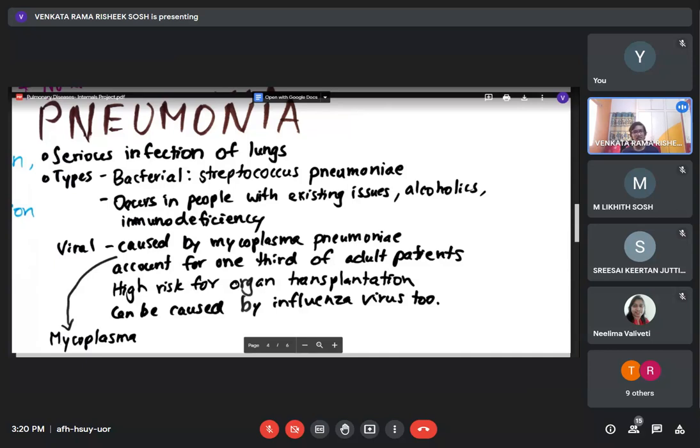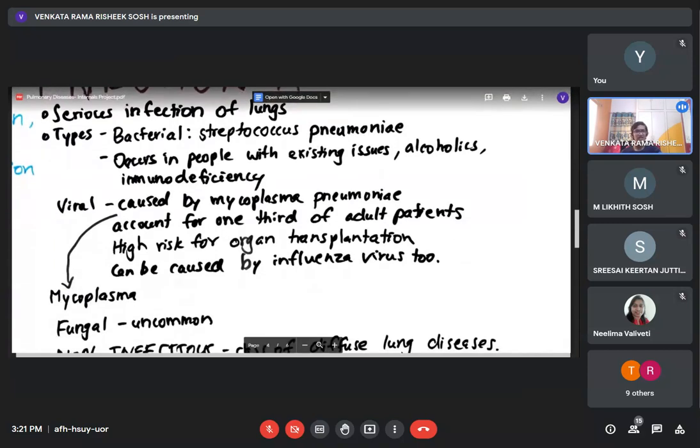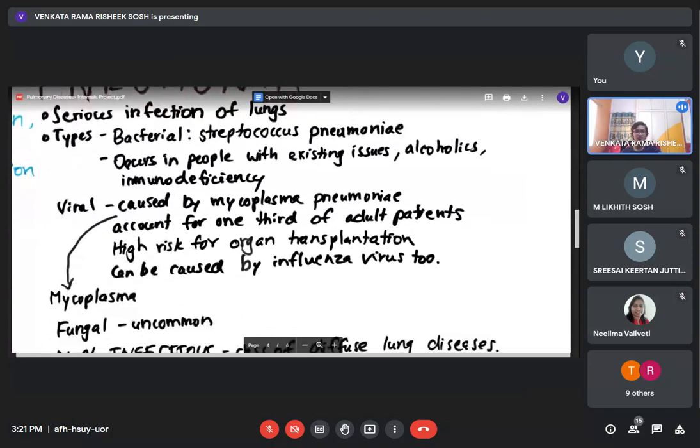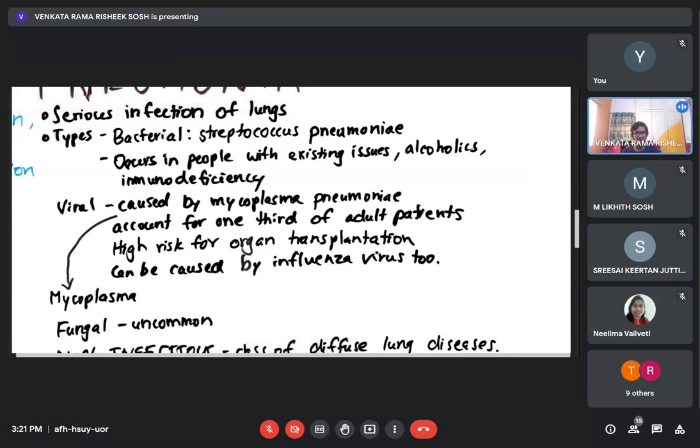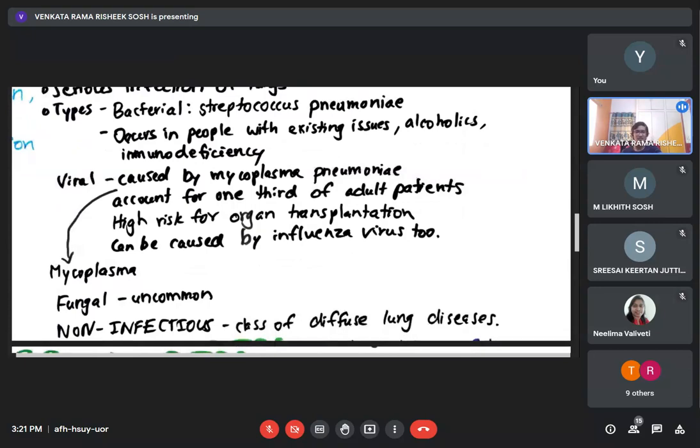Bacterial pneumonia, which is caused by Streptococcus pneumoniae, occurs in people with existing issues, people who are alcoholics and have immunodeficiency. Viral pneumonia can be caused by influenza virus and other viruses too. And there's a high risk when organ transplantation occurs for the patient. And it accounts for 1/3 of adult patients of pneumonia.